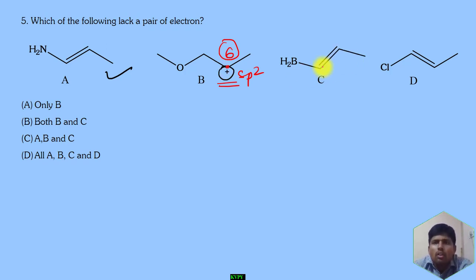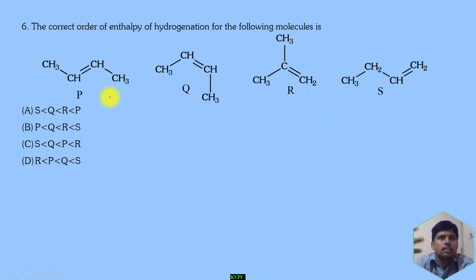Then here all have octet. Oh, see, there is a boron here. Boron will not have anyway octet. So it has a vacant orbital. This also has 6 valence electrons essentially. So that's how this is also lacking a pair of electrons. And here there is no lack of electron. So it's B and C. Both B and C is the answer. They both lack pair of electrons. So fifth one is option B and second option. So let us move on to next question.